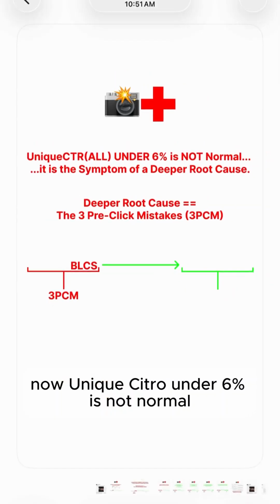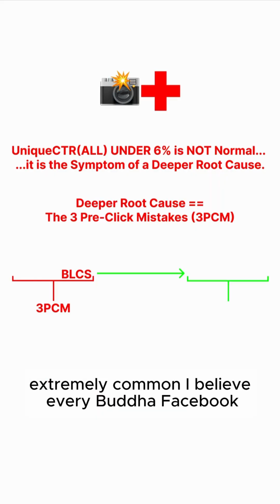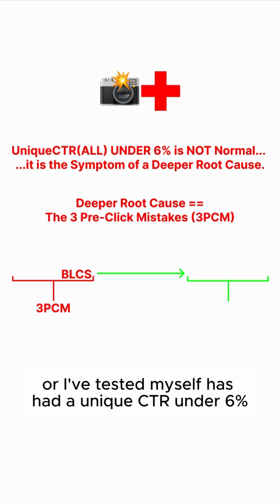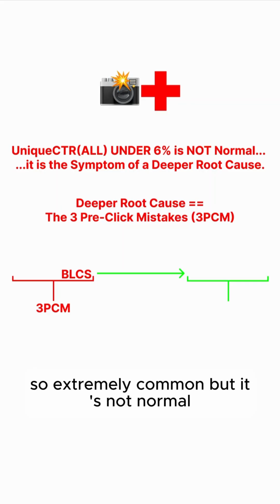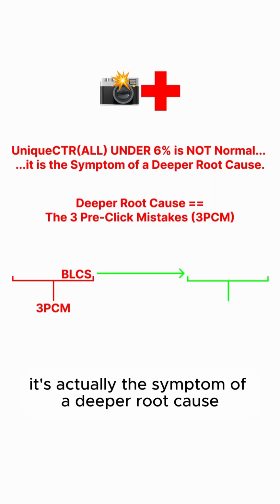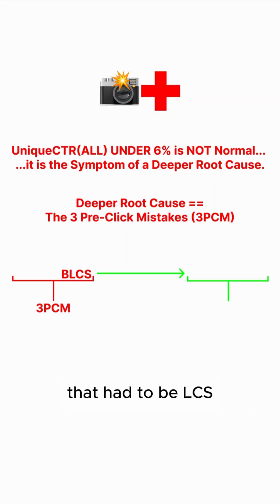Now, unique CTR under 6% is not normal. Extremely common, I believe; every Boudoir Facebook ad I have seen that I've been able to see the back end to, or I've tested myself, has had a unique CTR under 6%. So extremely common, but it's not normal. It's actually the symptom of a deeper root cause. That's 100% of the ads I've seen that I did not create that had BLCS.